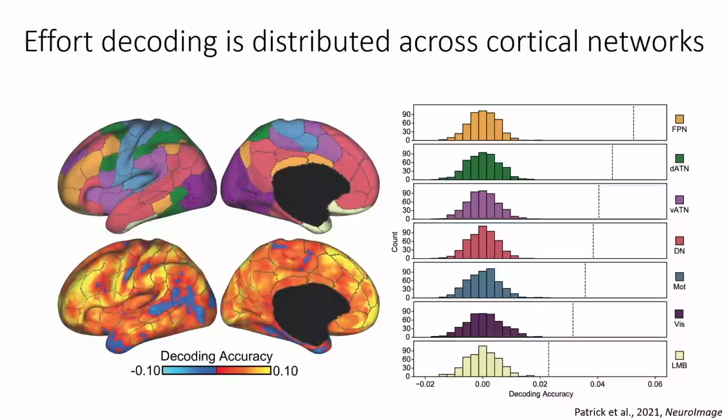And just to check to see how our decoding accuracy compared to a null model, we built null models for each of the networks by shuffling the labels, and we found that our decoding accuracy for each of the 7 networks was actually higher than the null model. So we were able to successfully decode from each of these networks, which suggests that this process really is widely distributed throughout all of the networks that we examined.